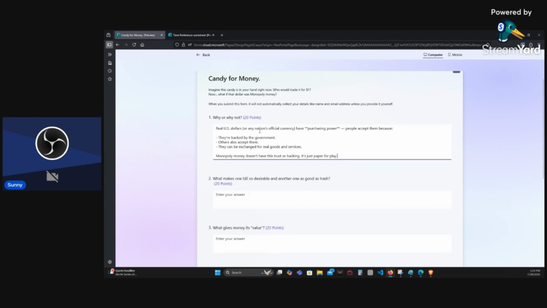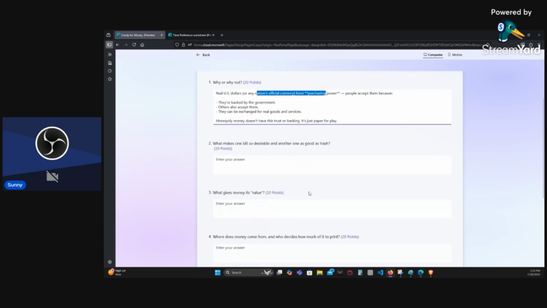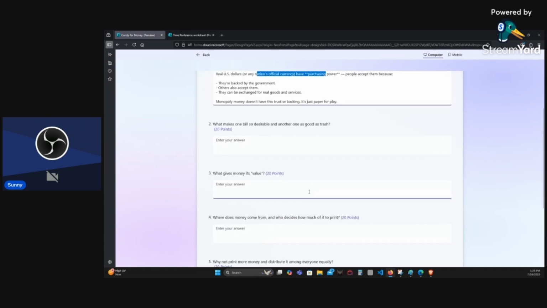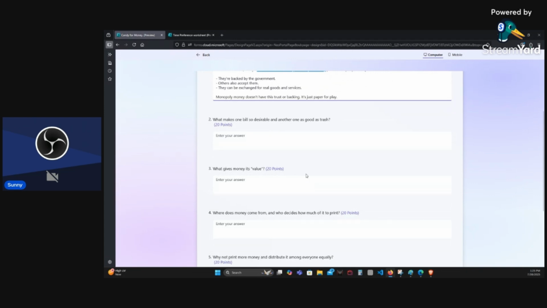And we can even take it a step further. It says any nation's official currency has purchasing power, and that's true. But if you're not in that specific nation, then you're going to have to exchange that currency for that nation's currency. The overall point of that is just the inefficiency in this currency, or fiat currency. I was getting a little bit ahead there. I apologize. I'll reel it back in and let's go to question 2.